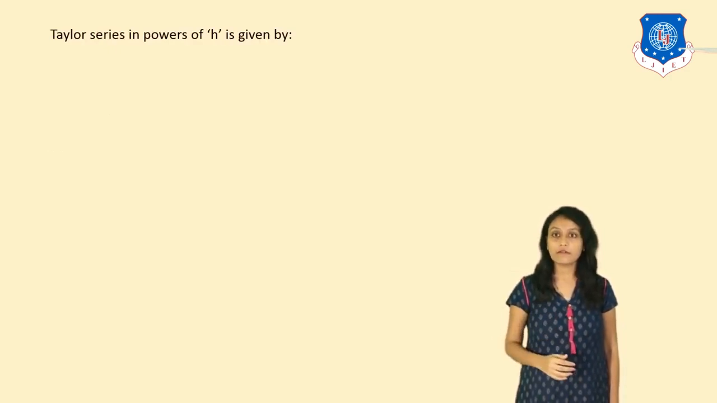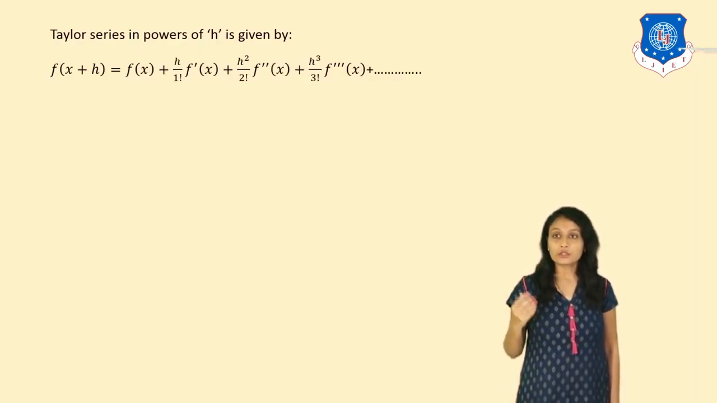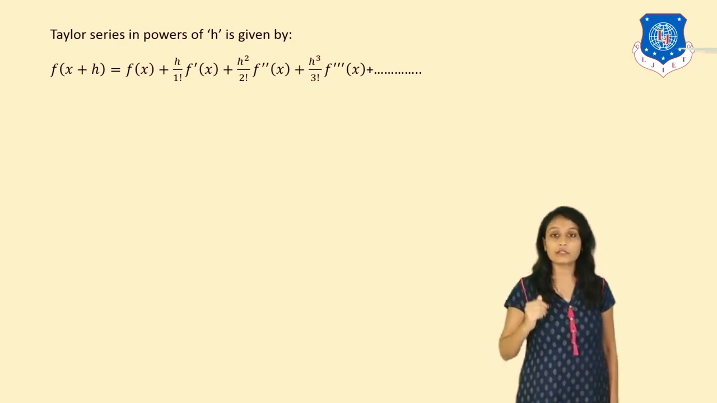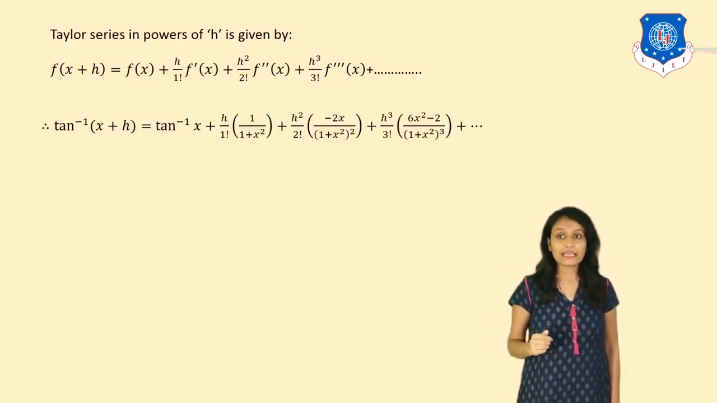Now Taylor series in powers of h is given by this formula, right? This formula we have studied. So f of x plus h is what? f of x plus h upon 1 factorial f dash x plus h square upon 2 factorial f double dash x. This is the formula of Taylor series in powers of h. Now tan inverse of x plus h is equal to what? What is f of x?